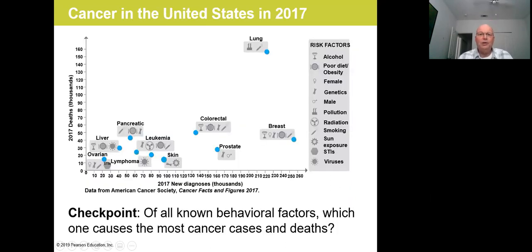So this diagram shows the correlation between different types of risk factors and their contribution to cancers in terms of the number of diagnoses and the number of deaths, using the latest figures that we have available to us, which are the 2017 figures from the American Cancer Society. When you look at these figures, there's a checkpoint question here, and I know I've got this checkpoint question at the end of the presentation, but let's do it here.